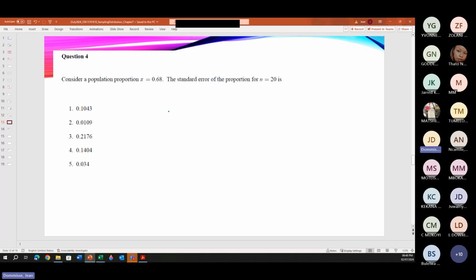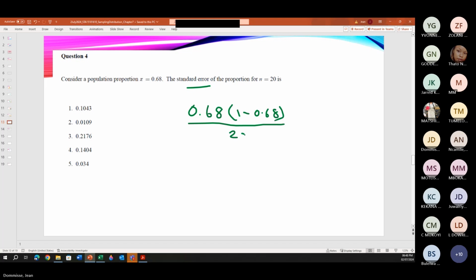Okay, so let's look at another one. So consider population proportion, and work out the standard error. Basically, again, if we work out standard error, it's the pi times 1 minus pi. And let's hope this time the answer is one of the options, divided by 20.